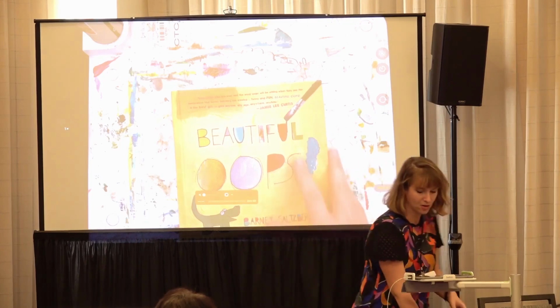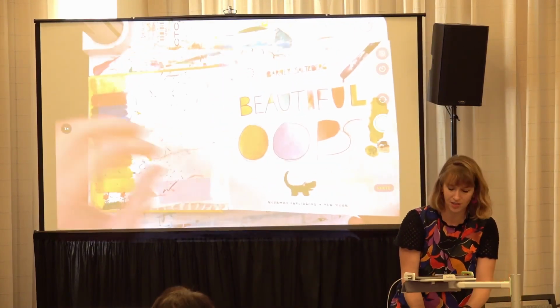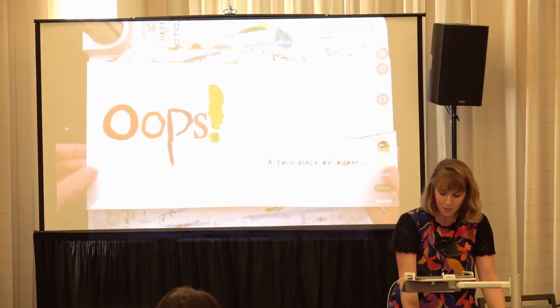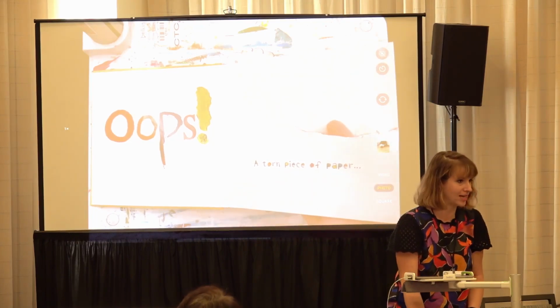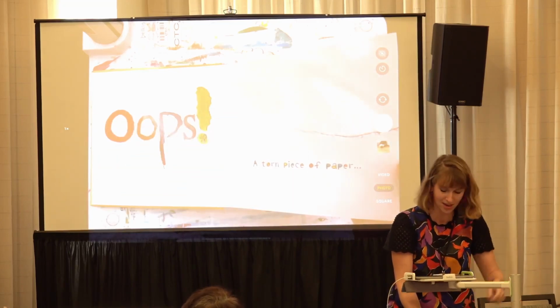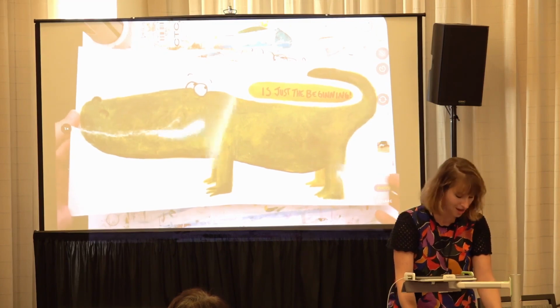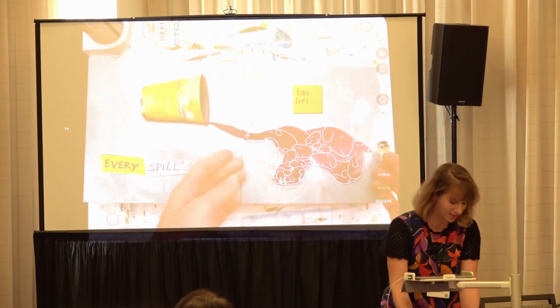So here it is, A Beautiful Oops. We'll read the book together. I do this first through 5th grade. Oops, a torn piece of paper, right? And they freak out. They're like, is that book really torn? Did you do that? I'm like, no, it comes that way. But they're very excited about it. It can transform, right? It's just the beginning. It becomes a crocodile.